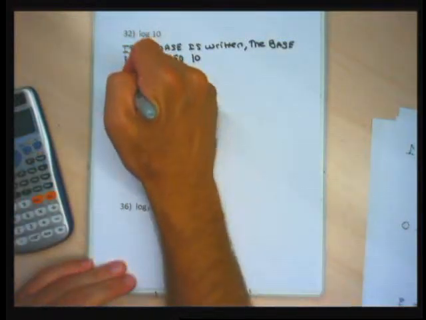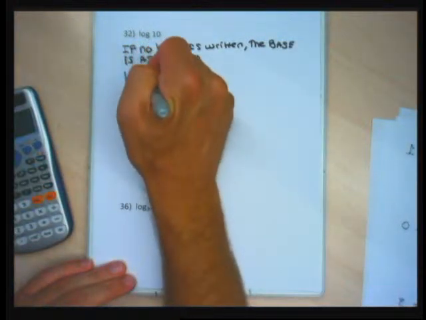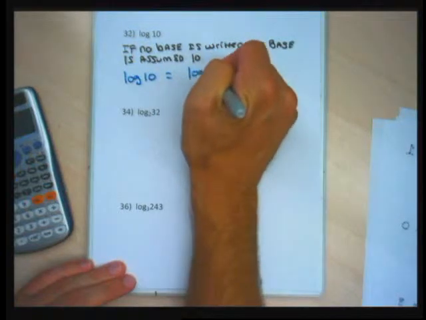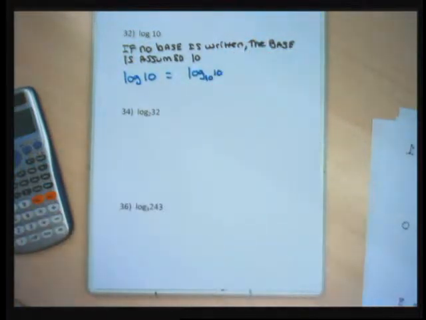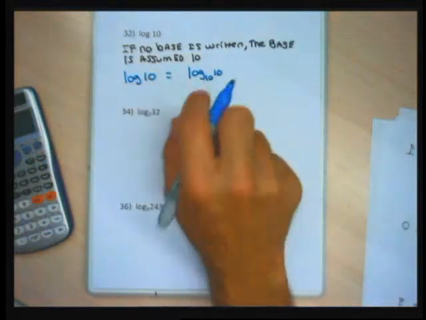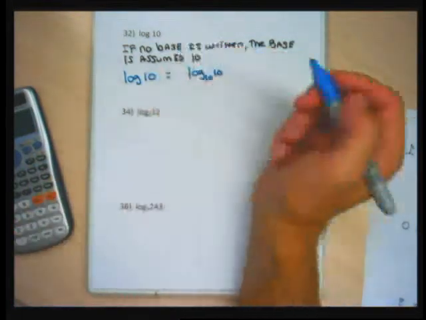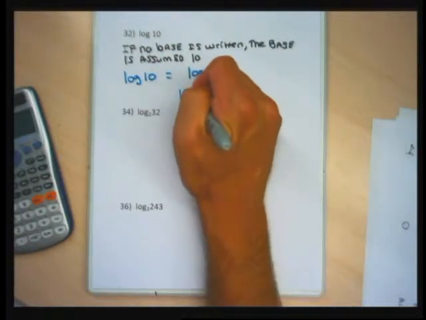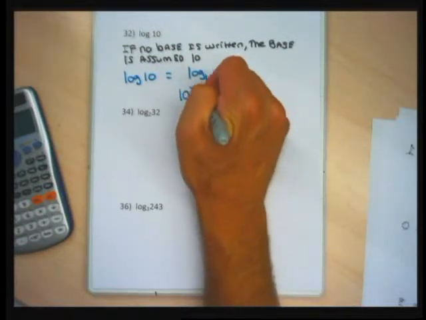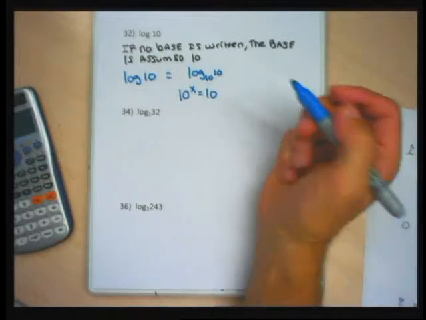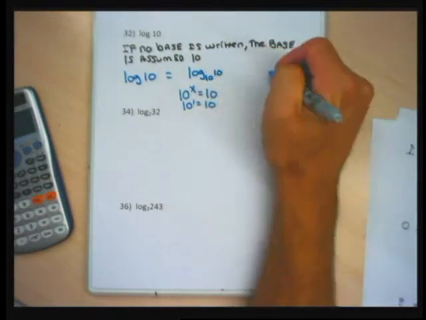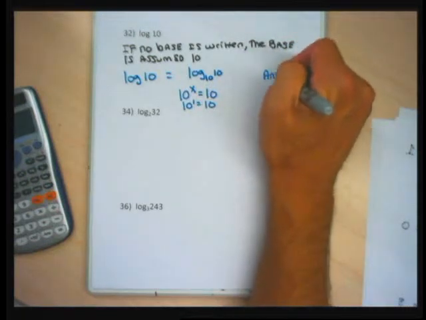So this problem, the log of 10 without a base, would have the same meaning as a log base 10 of 10, because I can insert a base if no base is written, and that base is 10. The question that this logarithm is asking is, the base that's not written but assumed, 10, to what power is the argument 10? Because anything to the first power is itself, the answer to this question is going to be 1.